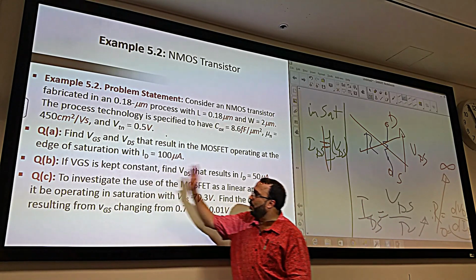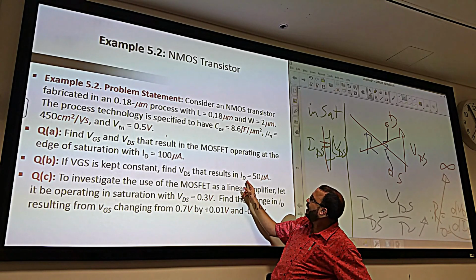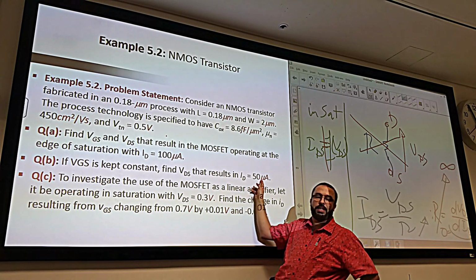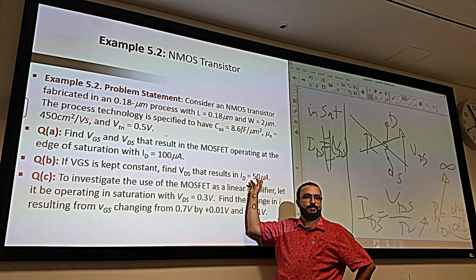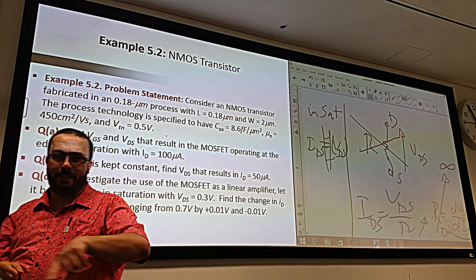But anyways, so we keep now the overdrive constant. So find VDS that results in ID equal to 50 microamp. Yes or no? Where is the MOSFET? If we have how much?